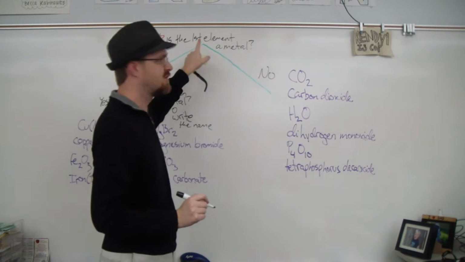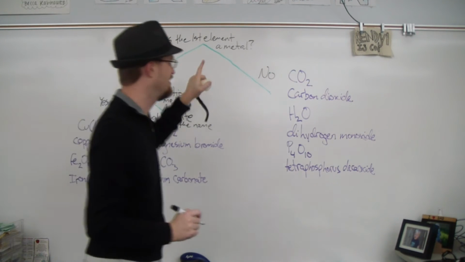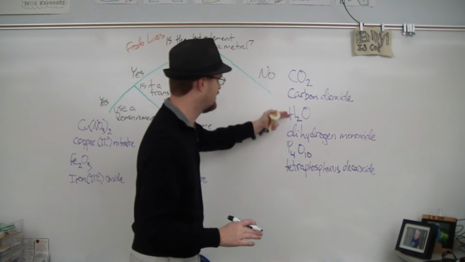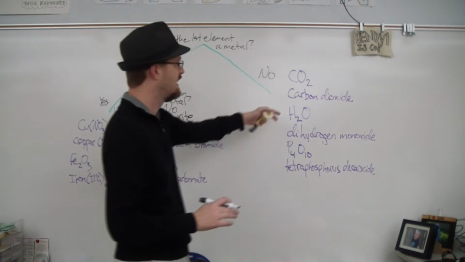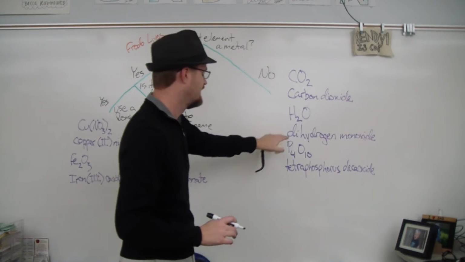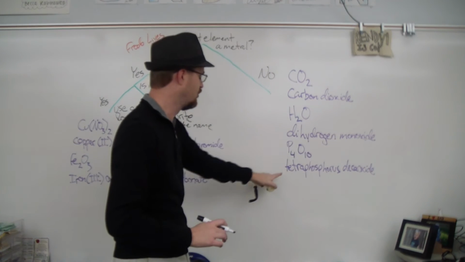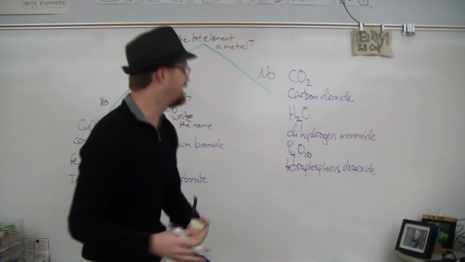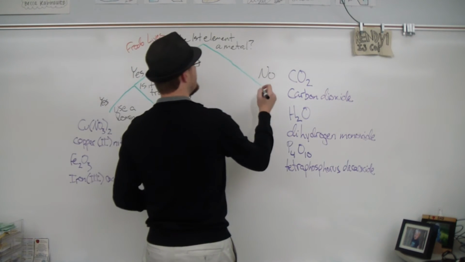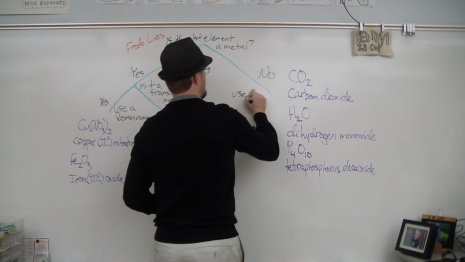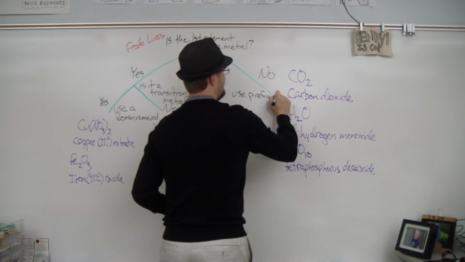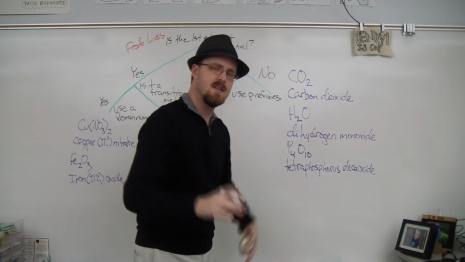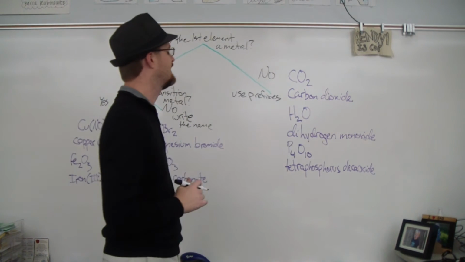But if the answer to the first question, is the first element a metal, is no, well then clearly we have a covalent compound and a totally different series of names, like carbon dioxide and dihydrogen monoxide, and this tetraphosphorus decaoxide. Those are prefixes. So if we have a covalent compound, then what we do is we use prefixes. And what do the prefixes represent? Well, they clearly represent the subscripts, the number of atoms found in that particular formula.